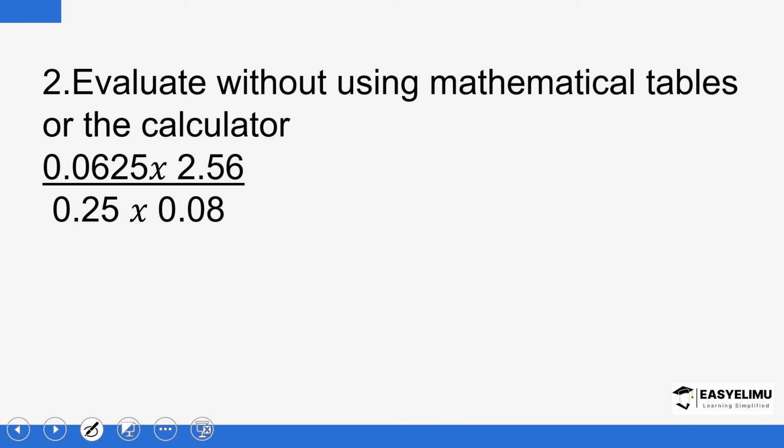So we have example number 2. Again, we do the same thing. We evaluate without using mathematical tables or a calculator. So again, we just multiply both numerator and denominator by a power of 10 that will remove all the decimal places. So we need to multiply by 1, 2, 3, 4, 5, 6, by 1 million again.